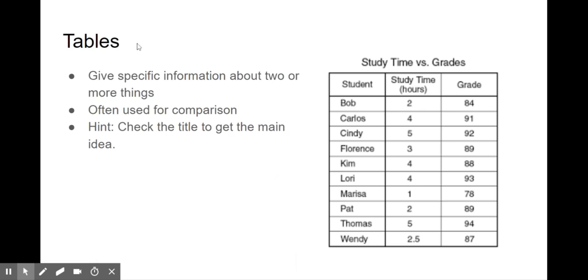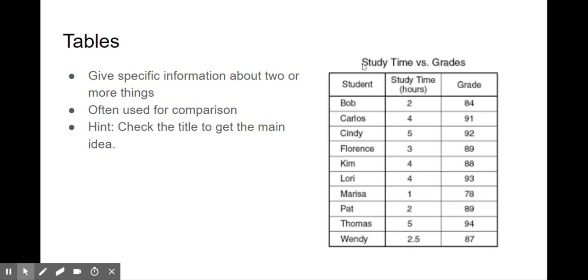The next thing the writers might use is a table. A table gives important information about two or more things, and it's often used in a comparison. Again, a hint: always check the title to get the main idea of what these images or these graphs or these maps are about.